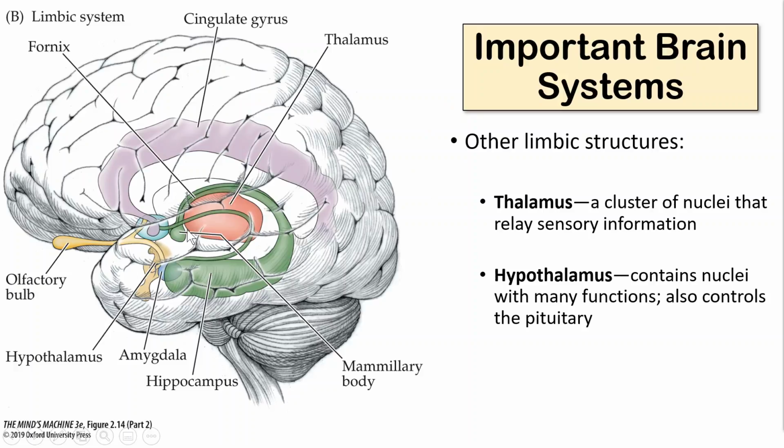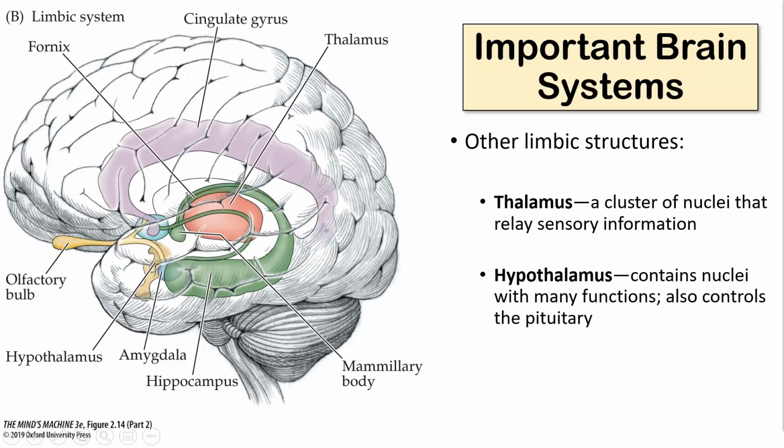Next to the thalamus, actually underneath, is the hypothalamus, which is a collection of nuclei that have a lot of hormonal functions and play a prominent role in things like the sleep-wake cycle, stress reaction, and things like that.